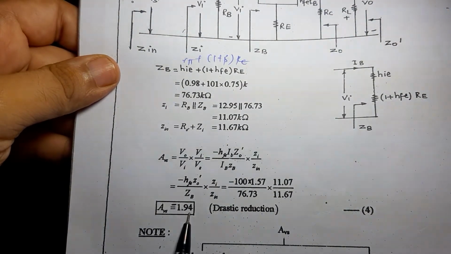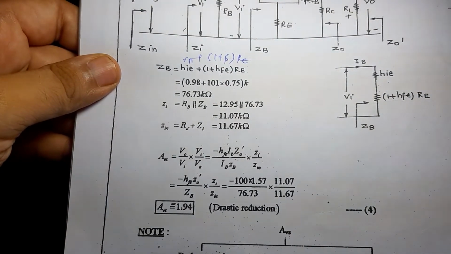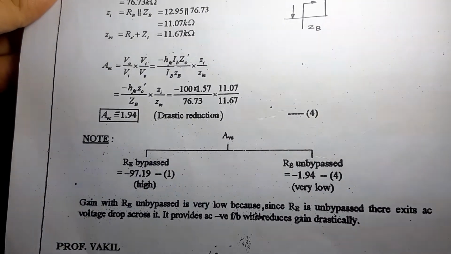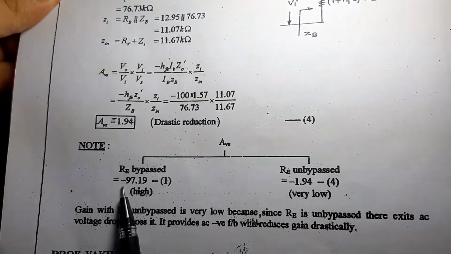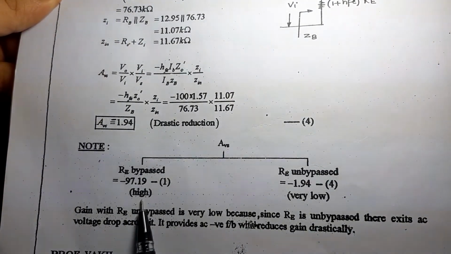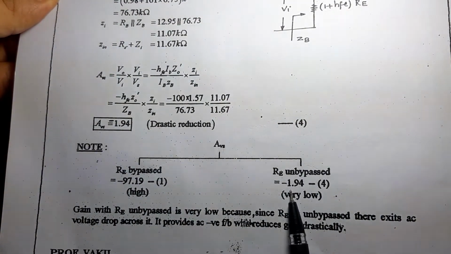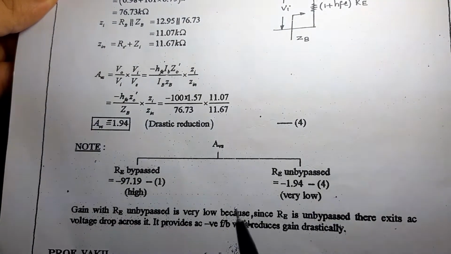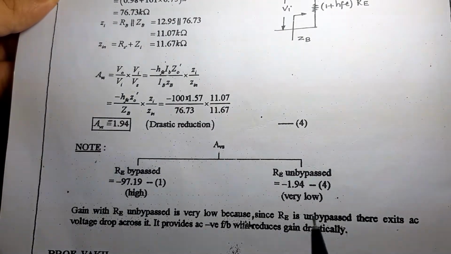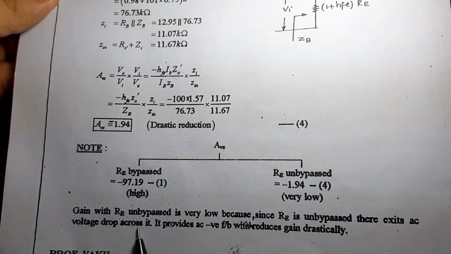reduced to 1.94. Please do remember that in the previous case, when your RE was bypassed, the value you had received was minus 97.19, which was of course very high compared to when your RE was unbypassed, where the value you received is minus 1.94. The gain with RE unbypassed is very low because, since your RE is unbypassed, there exists an AC negative voltage drop across it.